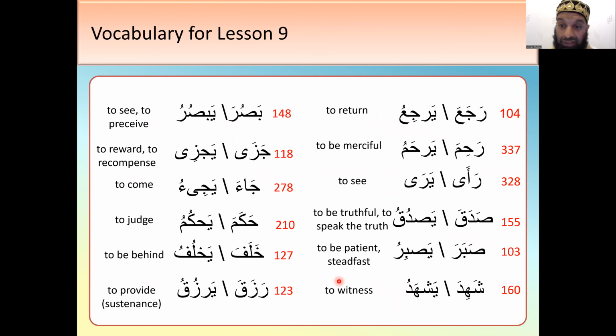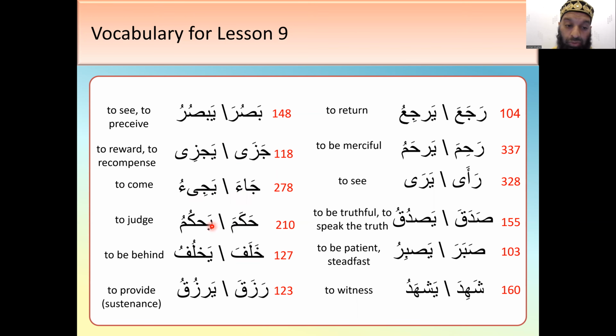Okay. Root words. More root words, because root words are what you need to know. When you know the patterns, what matters is the root words. Basura yabusuru means to see, to perceive. Jaza yajzi, jazakallah khair, reward. Ja'a yaji'u means to come. Bismillah ar-Rahman ar-Rahim. Idha ja'a nasrullahi wal fath. When comes the victory, the help of Allah and the victory. So ja'a yaji'u.